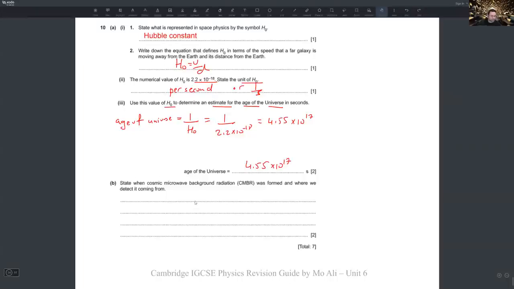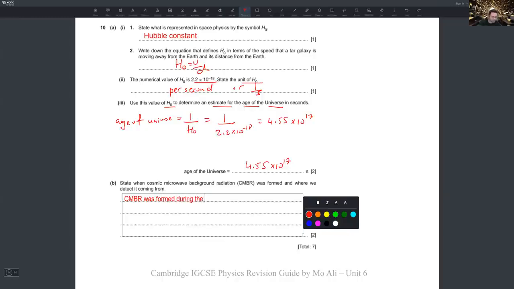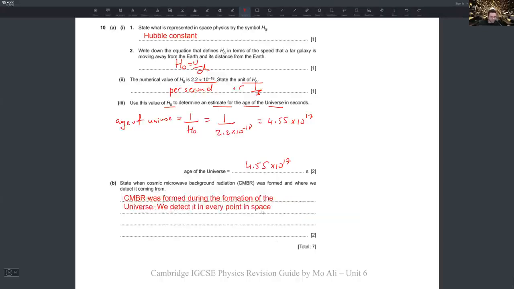State when cosmic microwave background radiation was formed and where do we detect it. Literally he's asking for two sentences about cosmic microwave background radiation. We say CMBR was formed during the formation of the universe, meaning from the very beginning of the universe. Where do we detect it? We detect it at every point in space.